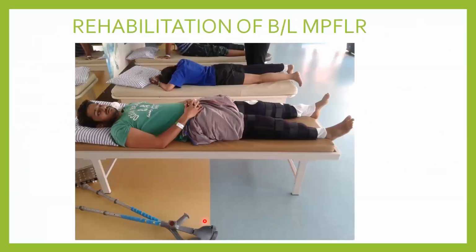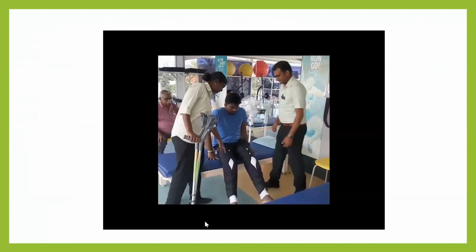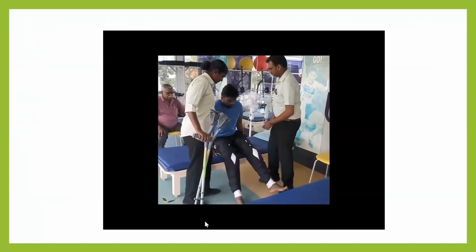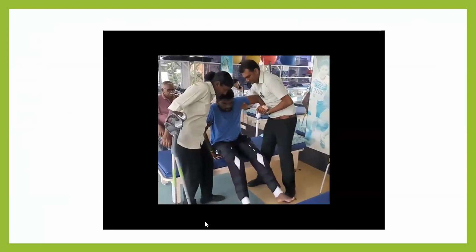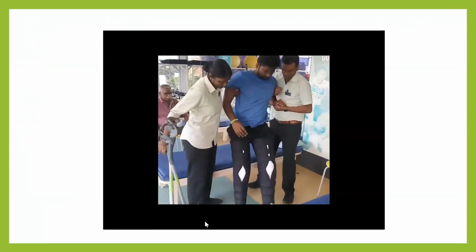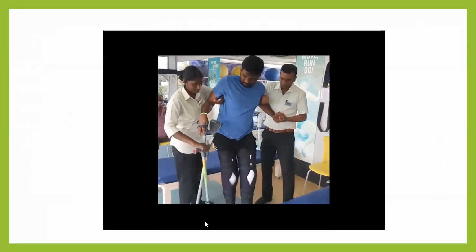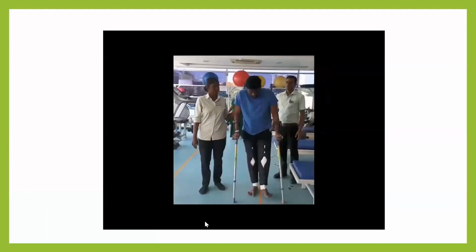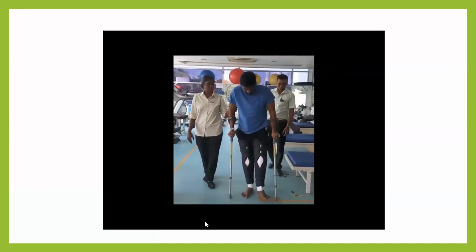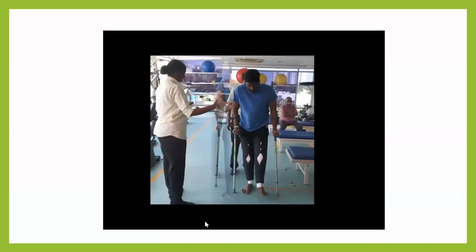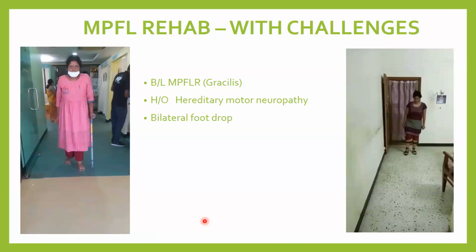Coming to cases of bilateral MPFLR, they will have 2 braces. So this is one method of how we do it. Only when the patient has to walk, we will have both the braces on. They will have partial weight bearing and they will be able to walk with both the braces. So this is one of our bilateral MPFL patients.